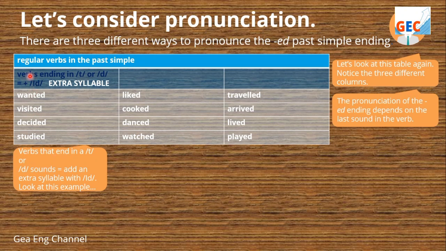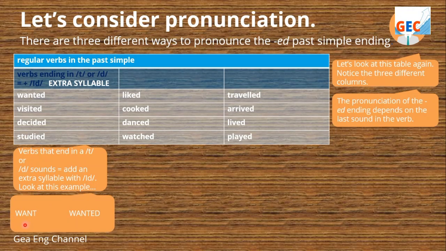For example, the verbs ending in T or D plus ed make an extra syllable. For the verbs that end in T or D, we make the sound and add an extra syllable with ed. Look at this example. Want becomes wanted. So the T sound, it's one syllable, and it becomes an ed sound in the past simple because it's going to be two syllables.